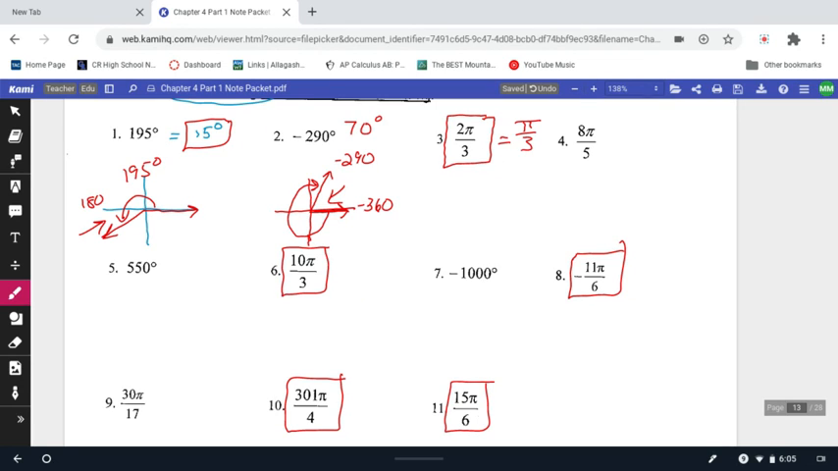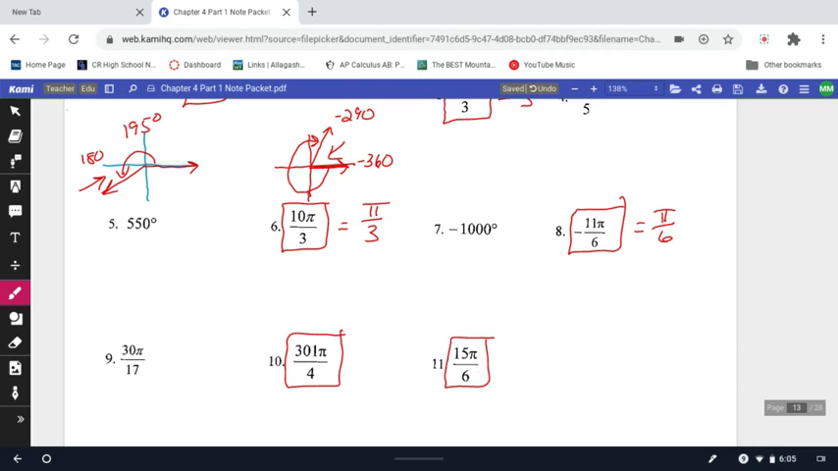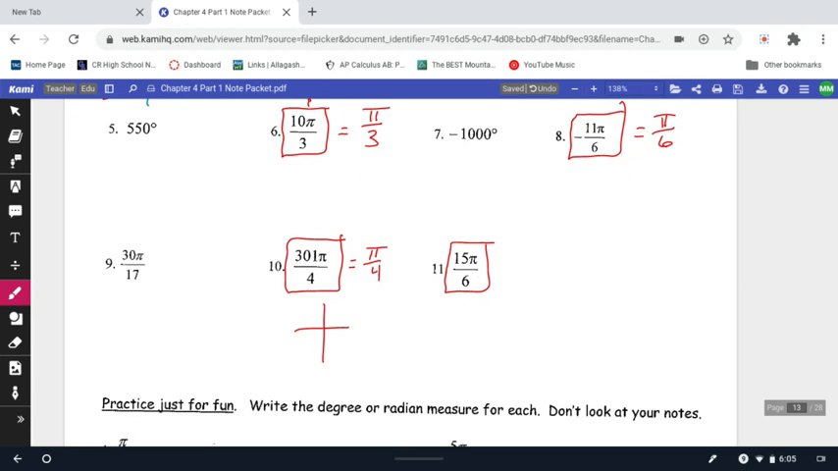Pi over 3, because that's what family it's in, the 60-degree family. This one, pi over 3, because that's what family it's in. This one, don't worry about the negative. It doesn't matter. It's pi over 6, because that's what family it's in. 301 pi over 4, don't think, it's pi over 4. I always have people on tests trying to figure out, gee, I wonder where this is if I keep going around and around and around. You don't need to.